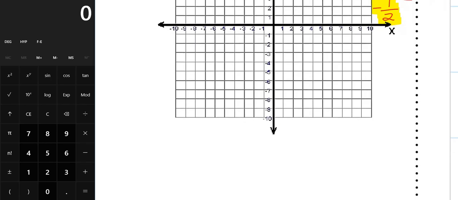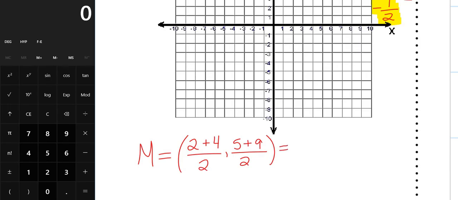midpoint formula. So our midpoint formula, which you've written down for a previous question and you've put it down on your reference sheet on the back, you're going to add your x's and divide by 2. Add your y's, divide by 2. So for midpoint, our x's are 2 and 4. Divide that by 2. Our y values are 5 plus 9. Divide that by 2. 2 plus 4 is 6, so 6 divided by 2, we get 3. 5 plus 9 is 14. 14 divided by 2 is 7. (3, 7) is our midpoint.